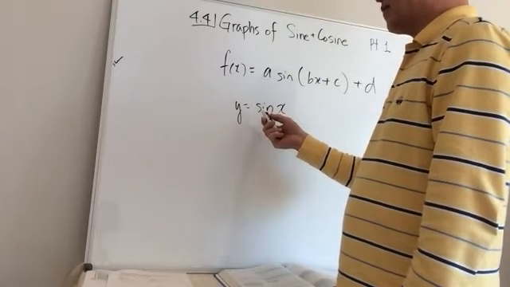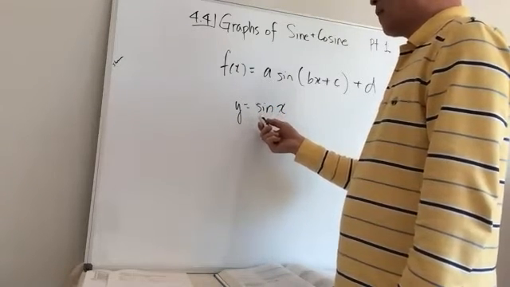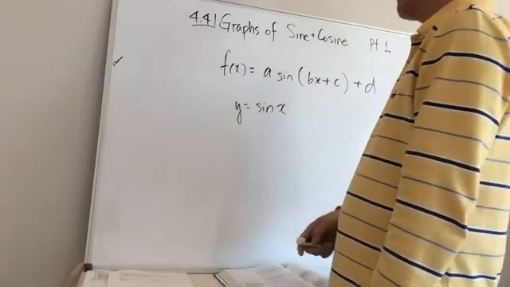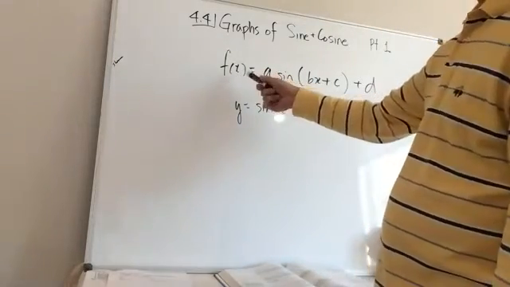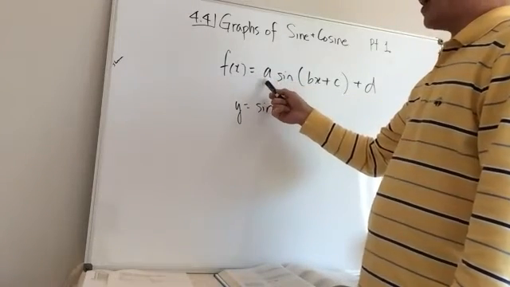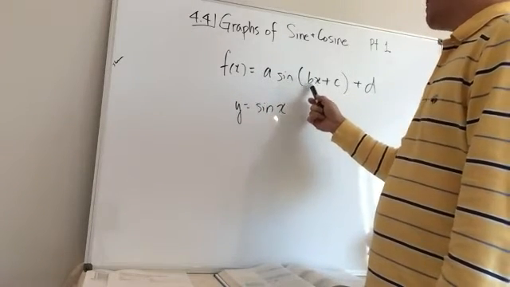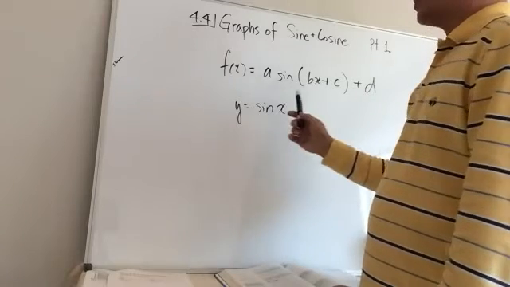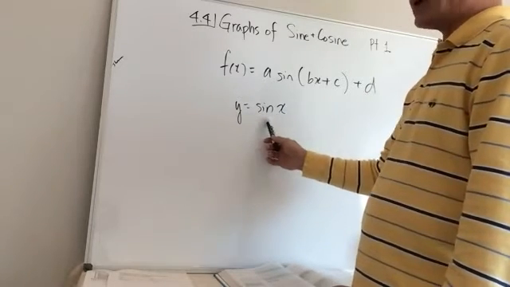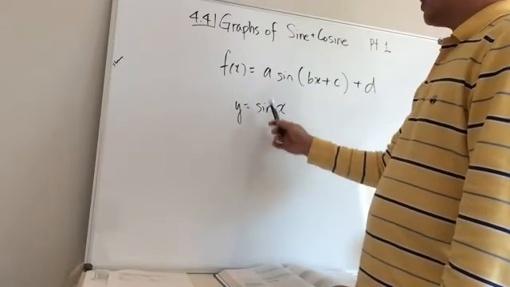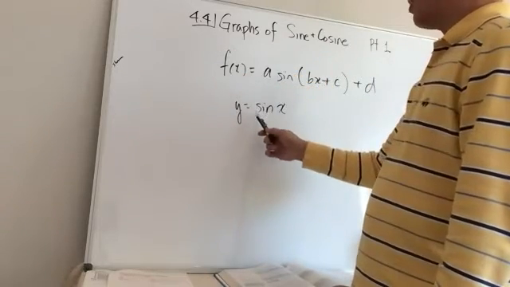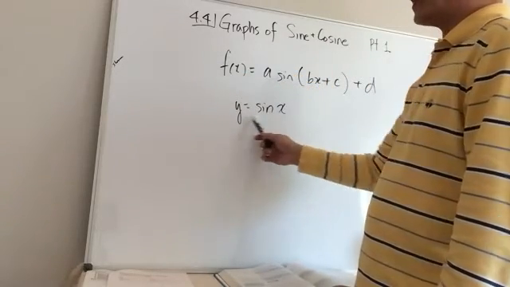Olivia? What was the question again? So this is a sinusoid, equal to a sine of (bx + c) plus d. We just talked about y equals sine x. So in this format, what would the value of a be to satisfy this?